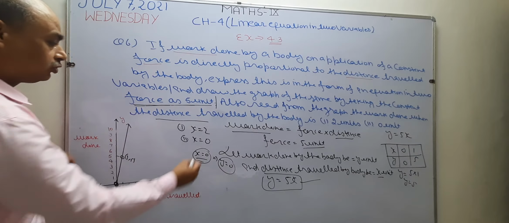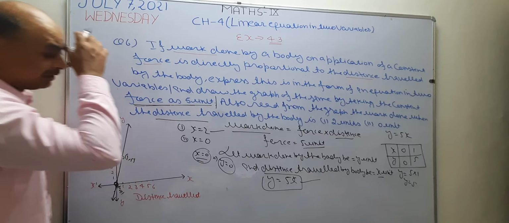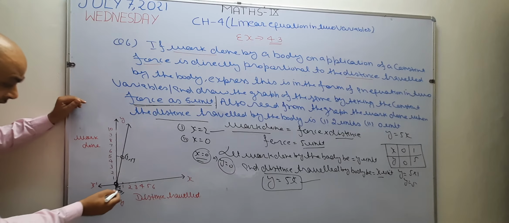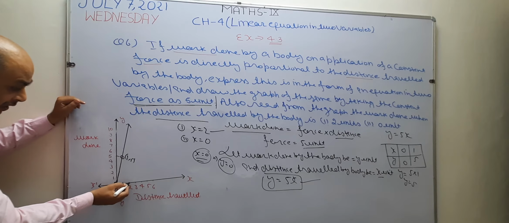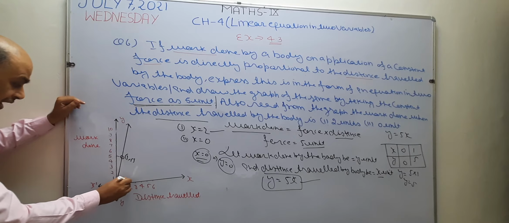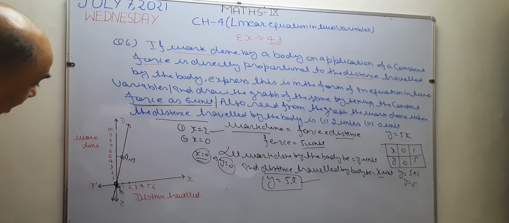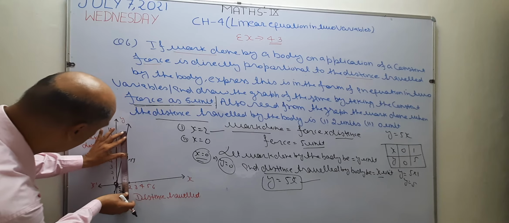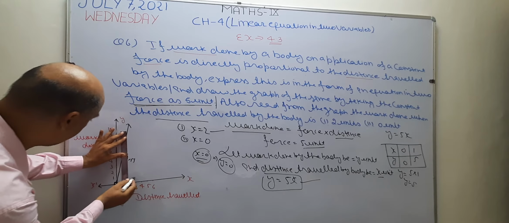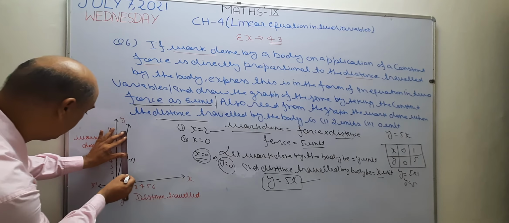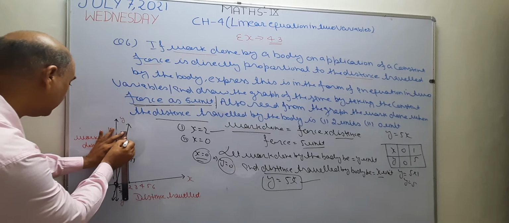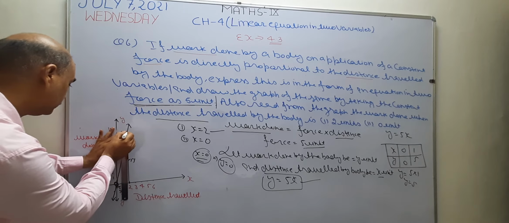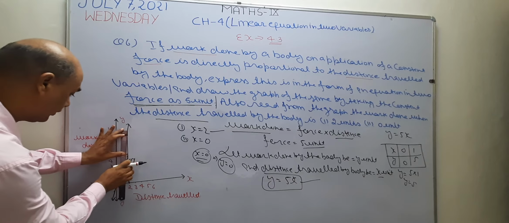Okay. Now I want to check when distance traveled is 2 unit, what happened to the work done. This is the distance traveled by 2 unit. Take this 2 towards the graph line. I take this point towards the graph line. See where it's going to touch. This is going to touch here.